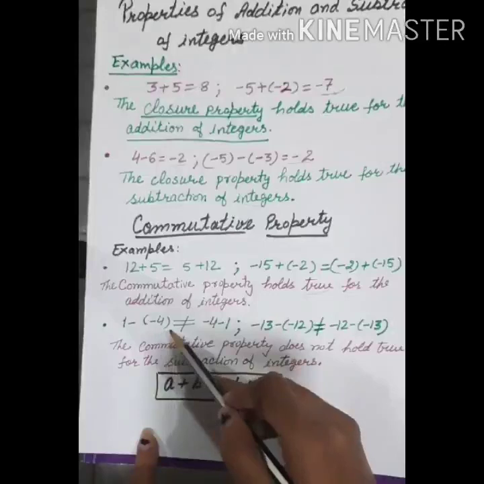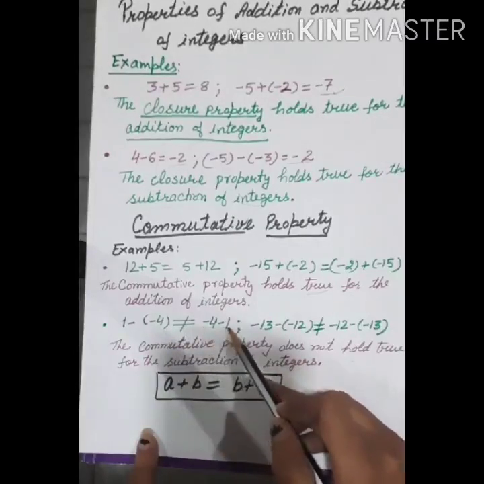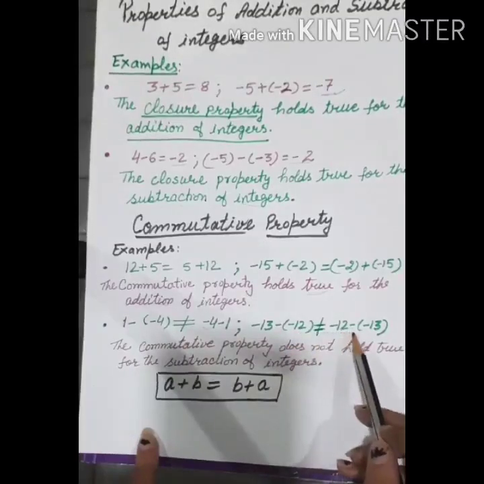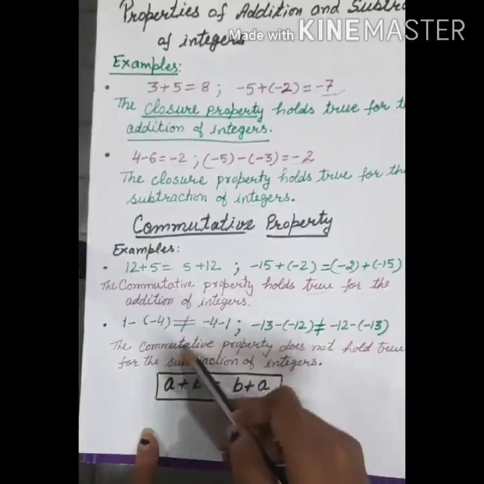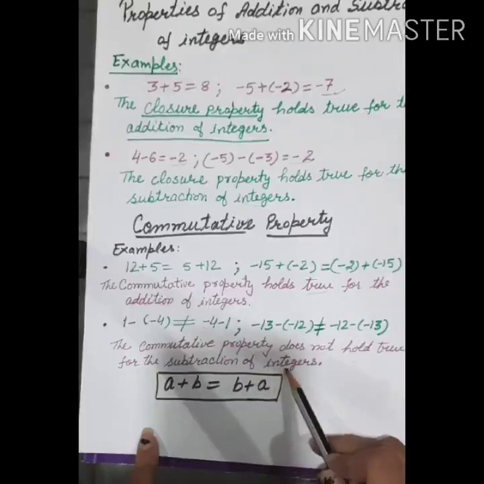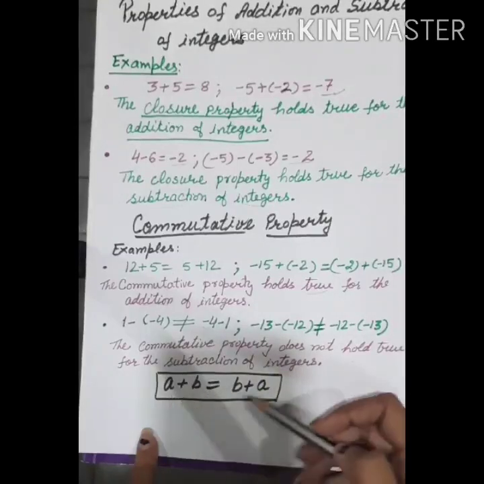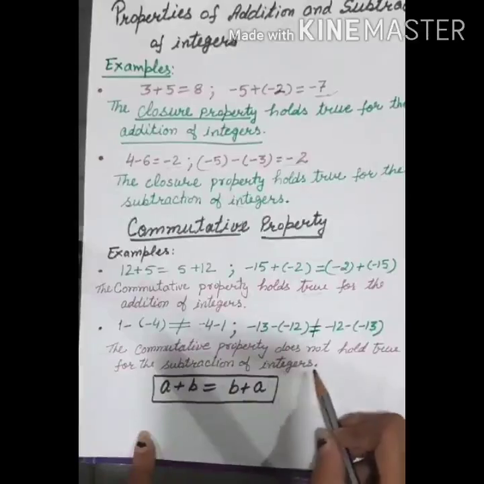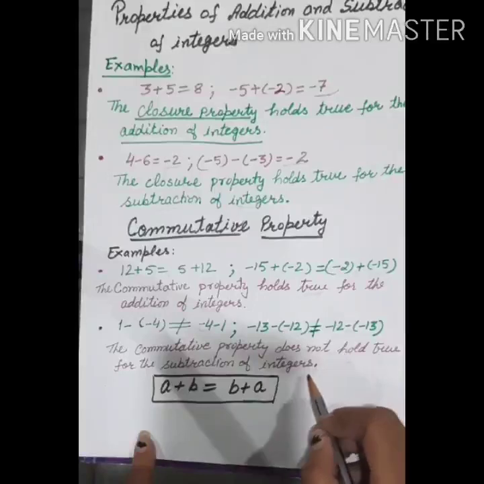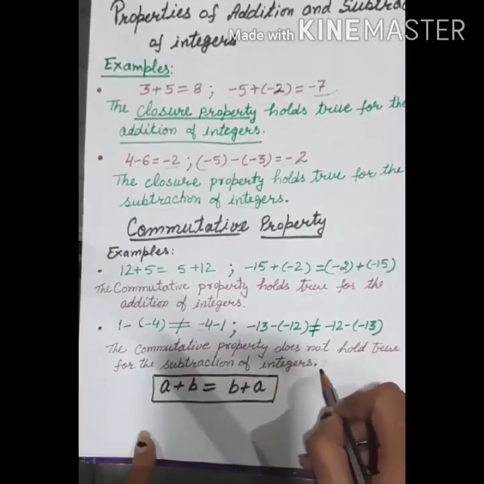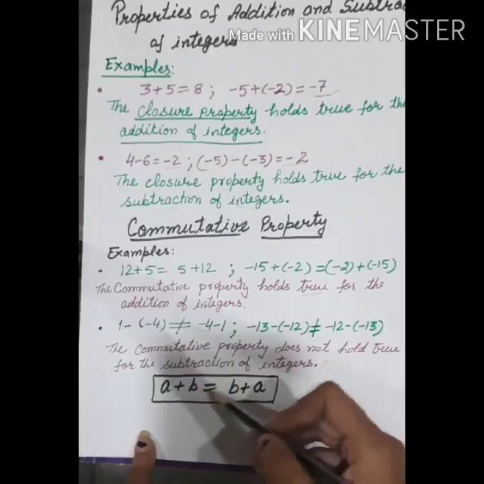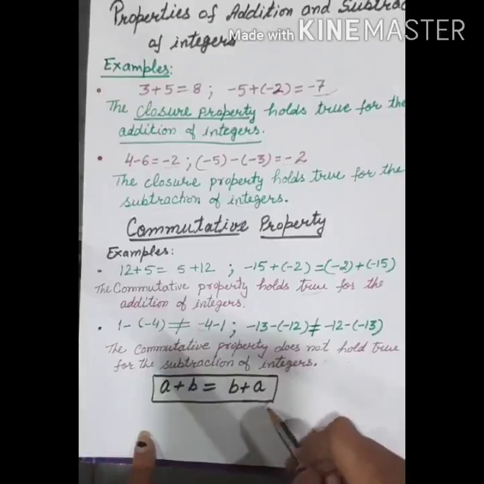1 minus -4 is not equal to -4 minus 1. -13 minus -12 is not equal to -12 minus -13. The commutative property does not hold true for the subtraction of integers. Here we see that integers can be grouped in any order for addition, but integers cannot be grouped in any order for subtraction. In general, if a and b are two integers, a plus b is equal to b plus a.